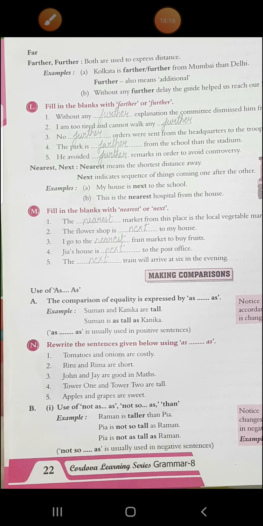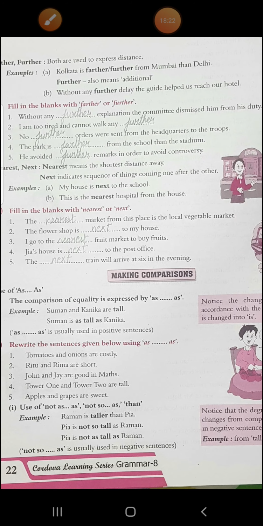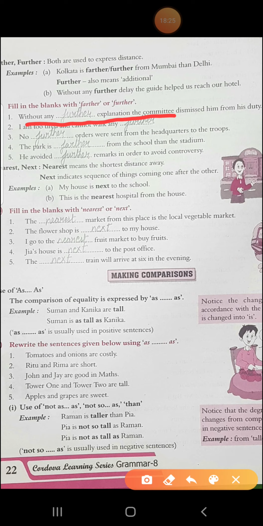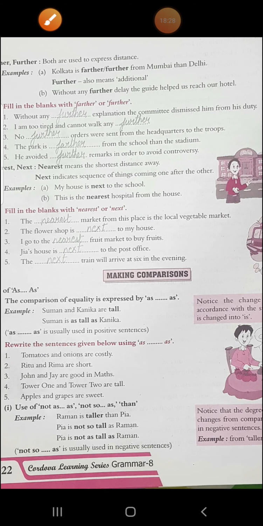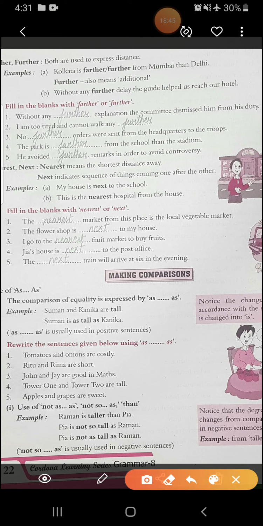See this exercise L, you have to fill in the blanks with farther and further. Here, see: without any further explanation, the committee dismissed him from his duty. Further means additional explanation. The committee just dismissed him from his duty without hearing any further explanation. Then second, I am too tired and cannot walk any further. Additional to the distance I have reached, I can't walk further because I am too tired.